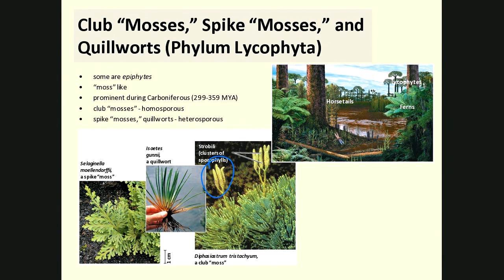This is what it looked like during the Carboniferous, by the way, 359 million years ago. Look at these horsetails. Now, there are horsetails around today, but they're small little plants. These things were huge, massive ferns. And lycophytes today, which are small little plants that kind of stay low to the ground, back then they were these trees.